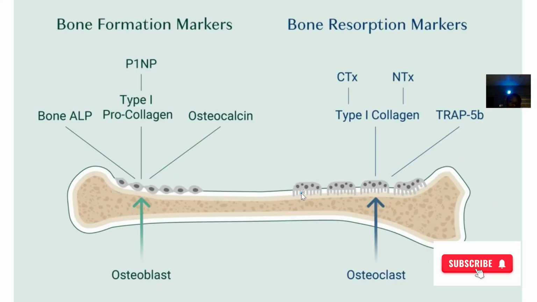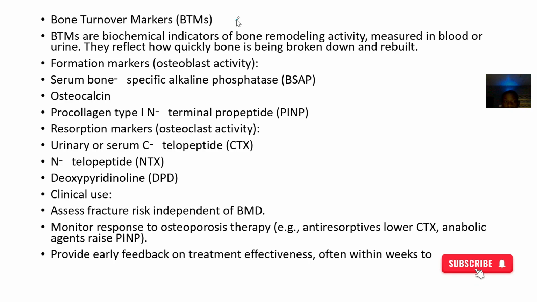all of that. Okay. So for the bone turnover markers, we said that they are biochemical indicators of bone remodeling activity. They're usually measured in blood and urine. Most of their names include serum bone-specific alkaline phosphatase, osteocalcin, and procollagen type 1 N-terminal propeptide. Then for the resorption markers, we have the urine or serum C-telopeptide, the N-telopeptide, and deoxypyridinoline.